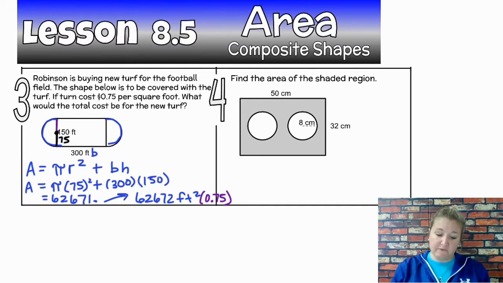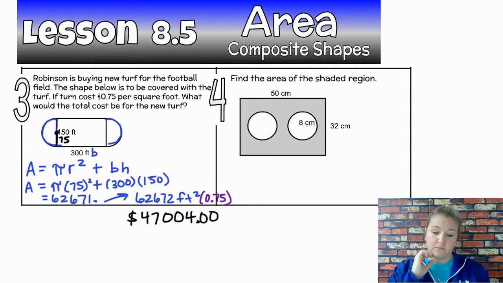So therefore, it's going to be $47,004. And that was nice, pretty even. All right. So this is my final answer, and it's in dollars because it was how much is it going to cost me. So make sure that you answer that question that you're being asked.